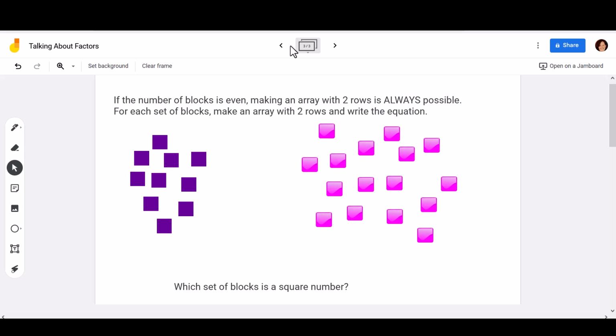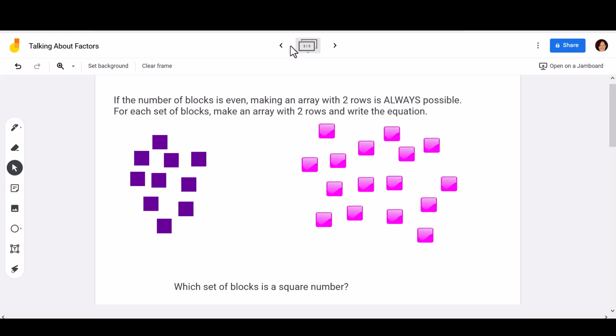And then talk about the word factor, that 2 is a factor of all even numbers because you can always make an array with 2 rows if it's an even number of blocks. And then ask them what the other factors are.